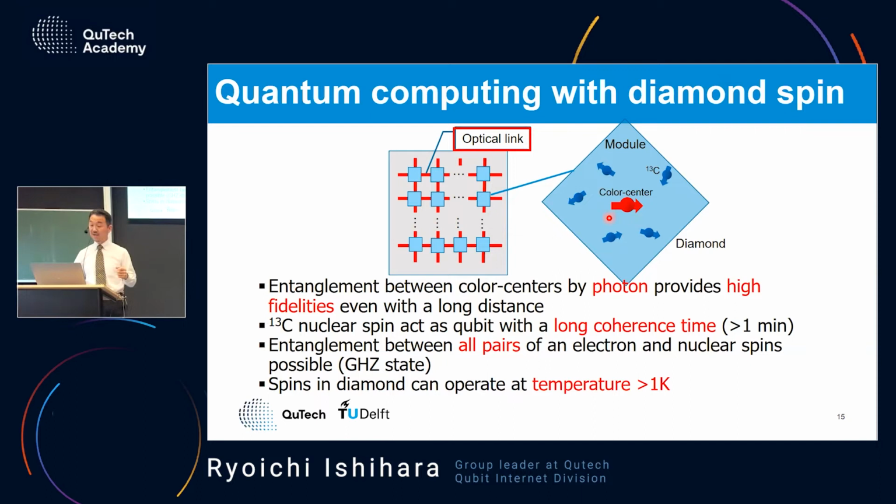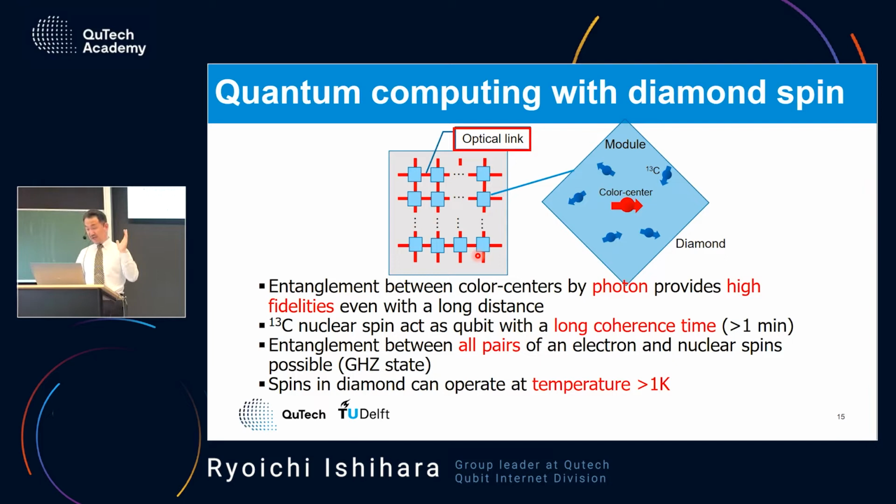So what are the advantages? First, this optical link provides entanglement with high fidelity, even over long distances. This is because we use photons. Second, the carbon 13 nuclear spin in diamond has a very long coherence time, more than 1 minute, which has been demonstrated. Third, entanglement between all pairs of electron and nuclear spins is possible. It is called a GHZ state. So connectivity can be increased. And last but not least, these spins in diamond operate at high temperature, more than 1 kelvin.